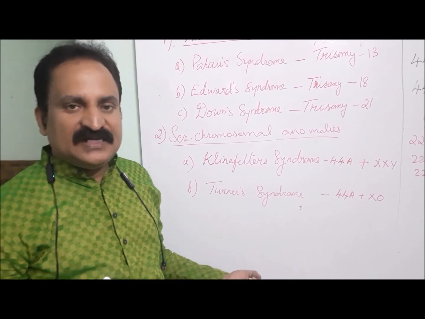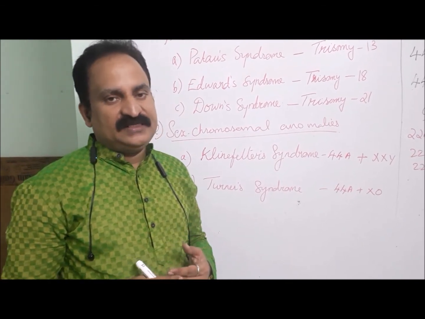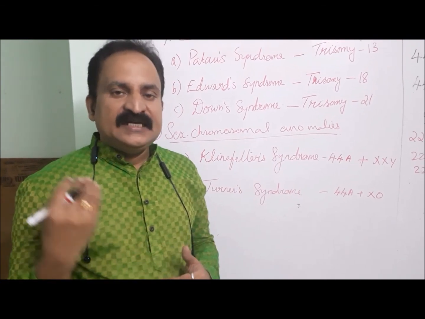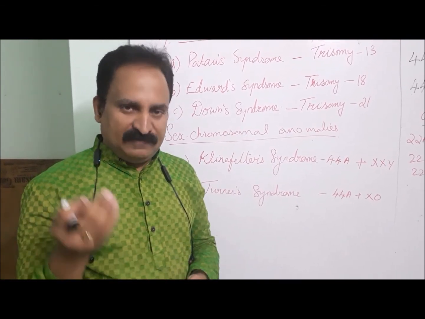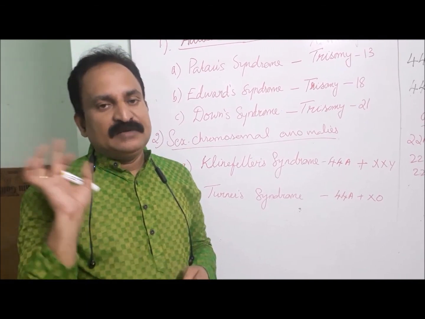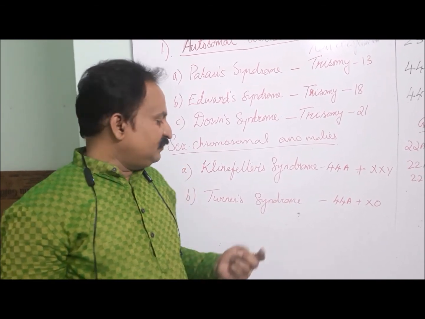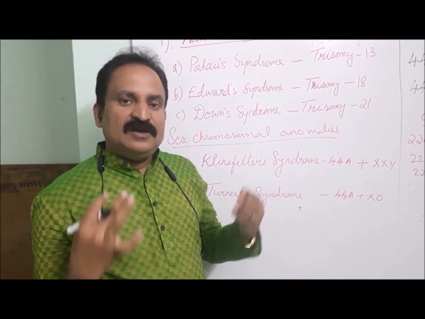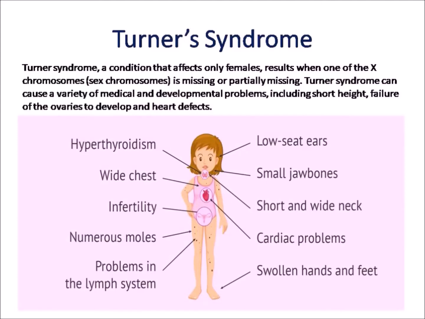Here the females will show male characteristic features, or females do not develop secondary sexual characters like poorly developed genitalia, underdeveloped breasts, and some other characteristic features. So we can see what the characters of Turner syndrome are from the following slide. Turner syndrome is a condition that affects only females, resulting when one of the X chromosomes is missing or partially missing. That is a sex chromosome.